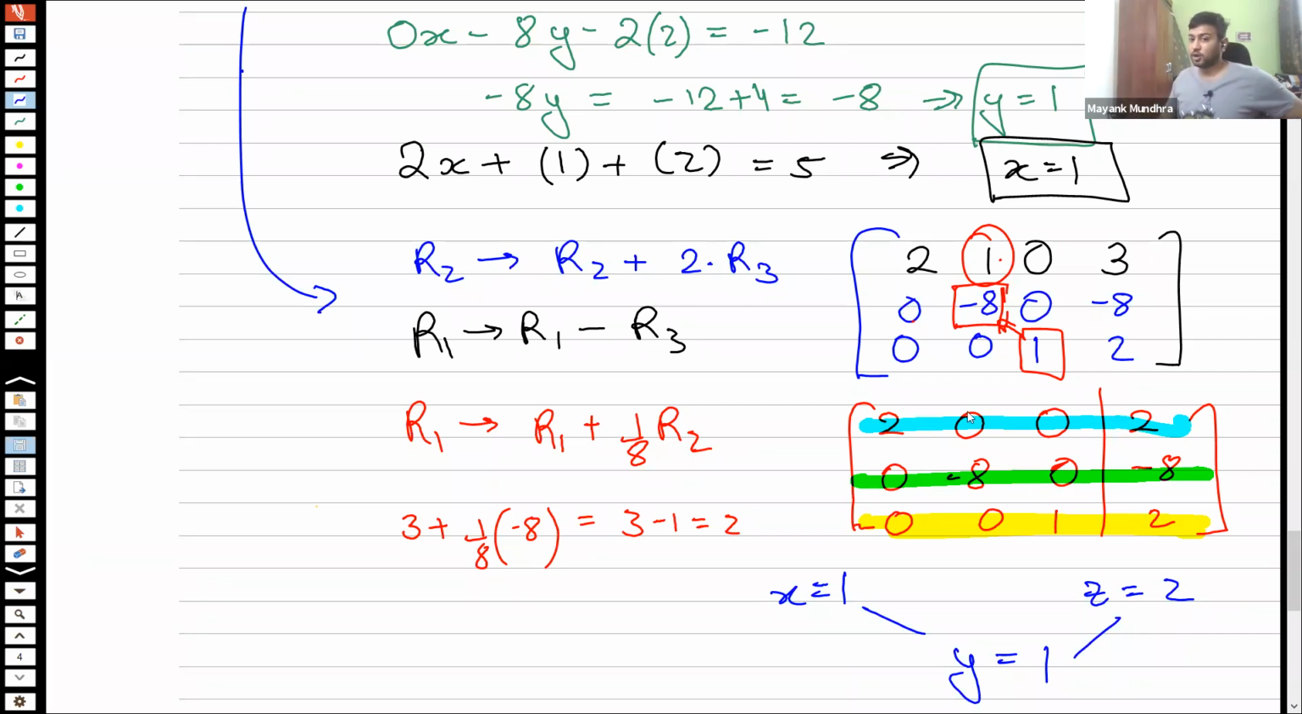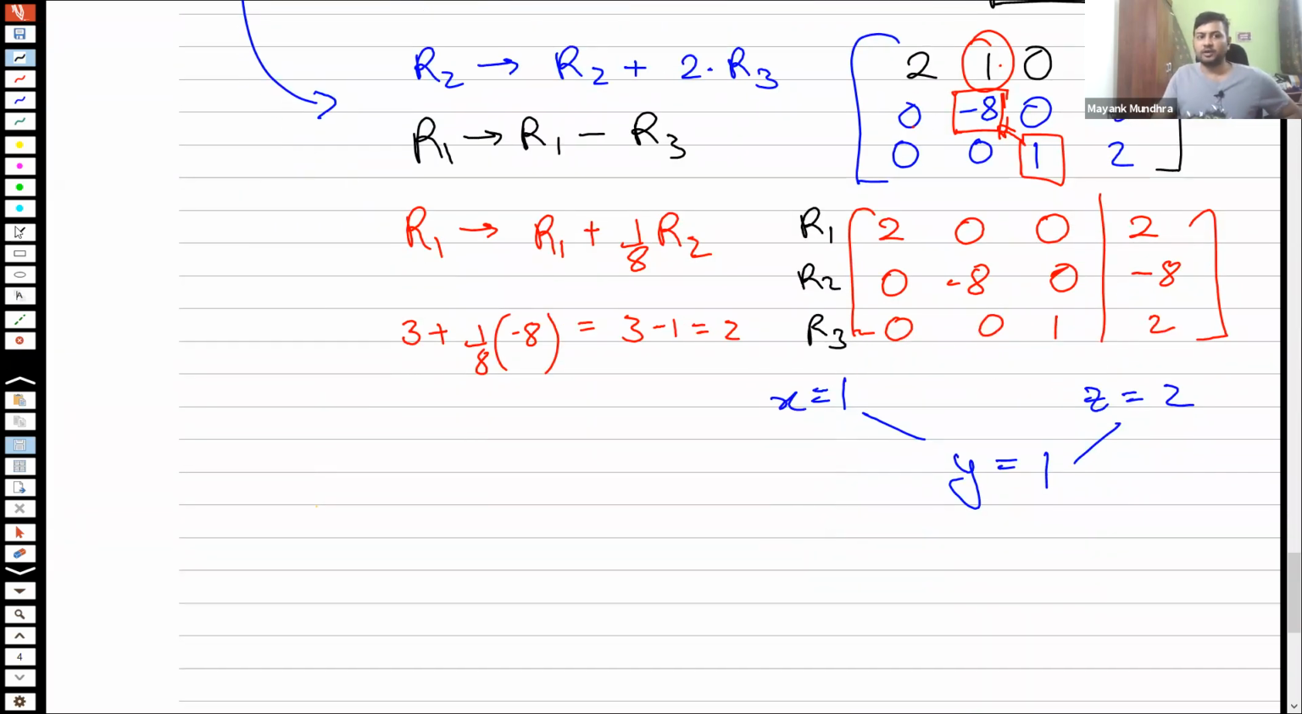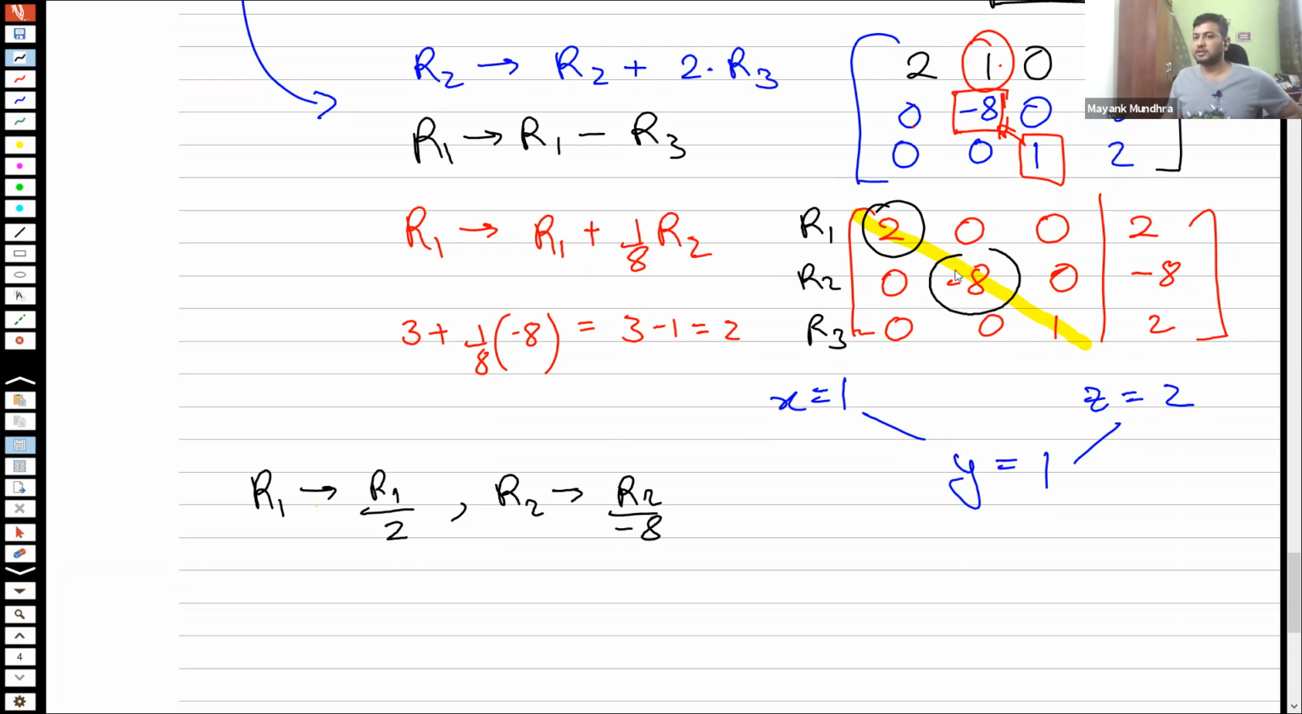Now, another line of thought here is that you can even proceed from here. So this is my row 1, this is my row 2, this is my row 3. Now that you have eliminated everything apart from the diagonal entries, do row operations to make these diagonal entries 1. Basically, row 1 goes to row 1 divided by 2, so that will make this thing 1. Row 2 goes to row 2 divided by minus 8, so that will make this thing 1. And row 3 is already 1.